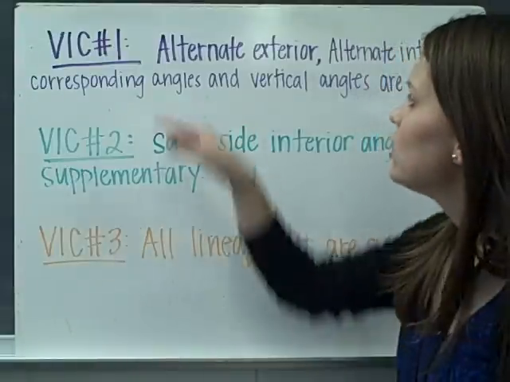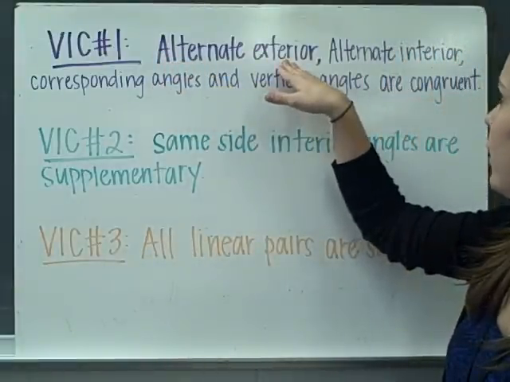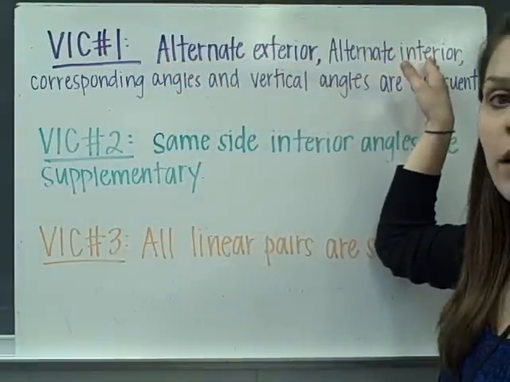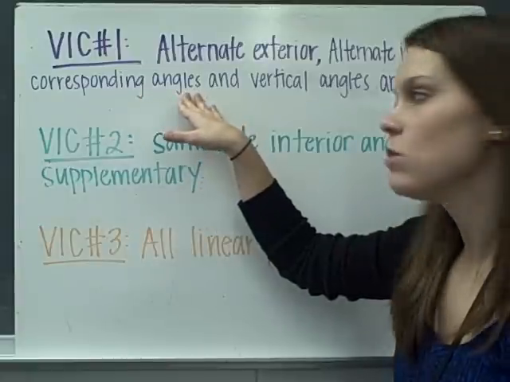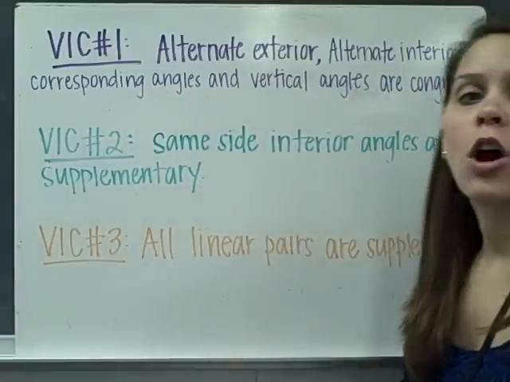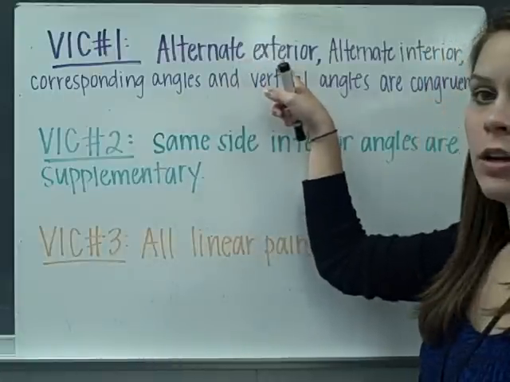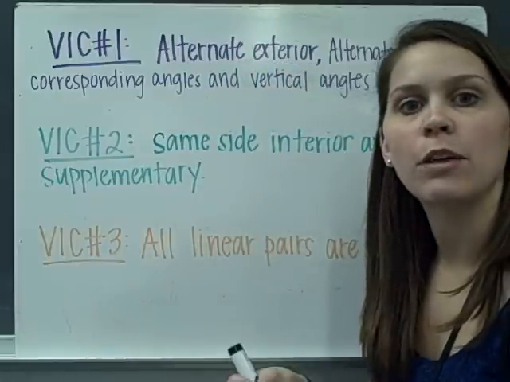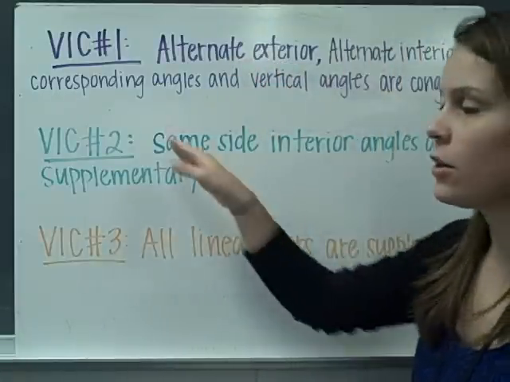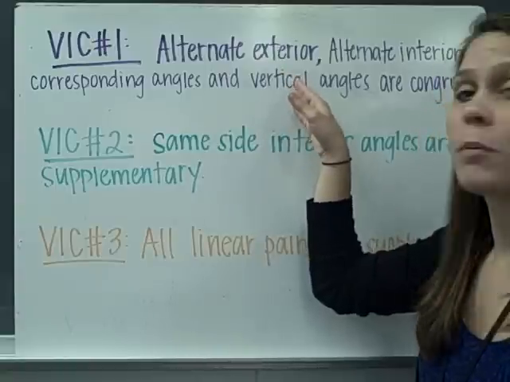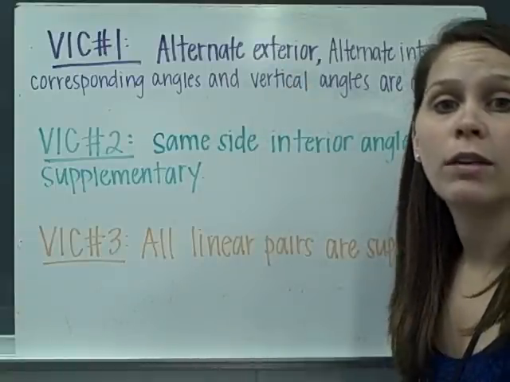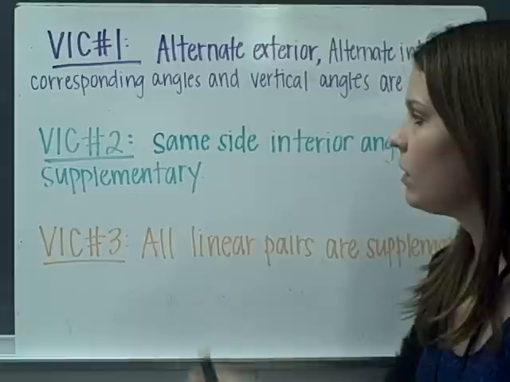Big idea number 1: alternate exterior angles, alternate interior angles, corresponding angles, and vertical angles are all congruent. So if you have two angles that are alternate exterior, those angles have the same measurement. Same for interior, corresponding, and we know from our previous video that vertical angles are also congruent.